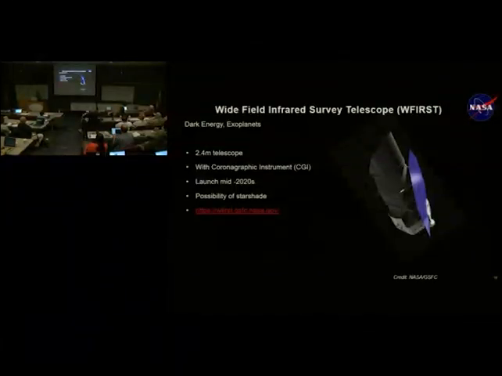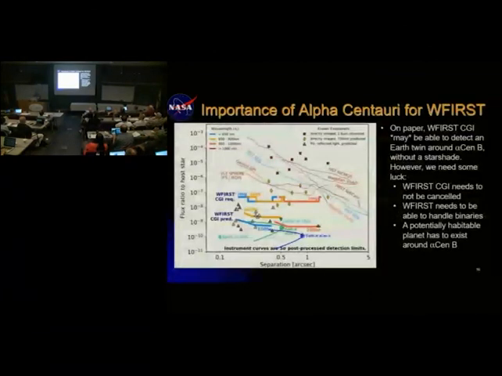Going larger in size, the WFIRST mission, so this is probably the most real concept out of the space ones that I've mentioned. It's a general purpose telescope designed to do dark energy, but also exoplanets, 2.4 meters like Hubble, with a coronagraphic instrument if it doesn't get canceled. Launch in the mid-20s, with the possibility of a star shade later on.